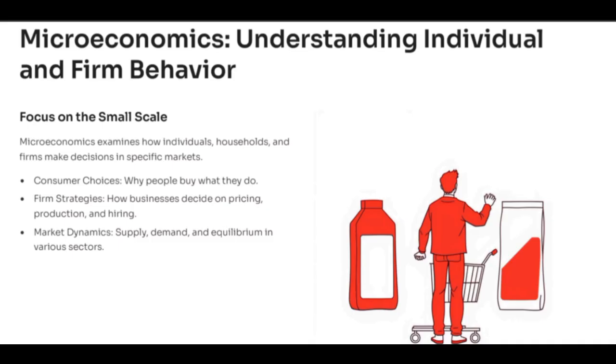Next, we have microeconomics, the small picture. Microeconomics is the study of individual and business decisions. It's all about the trees rather than the forest. In a real-life example, this is like a consumer's choice.